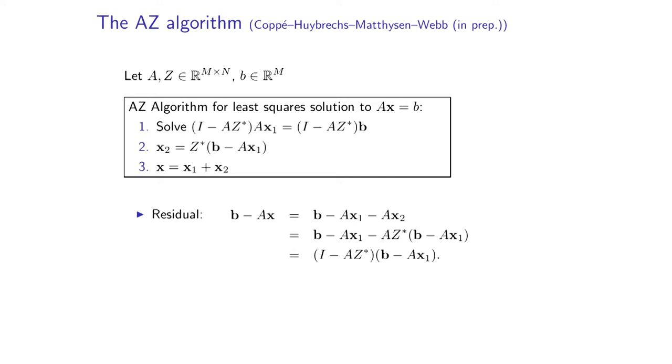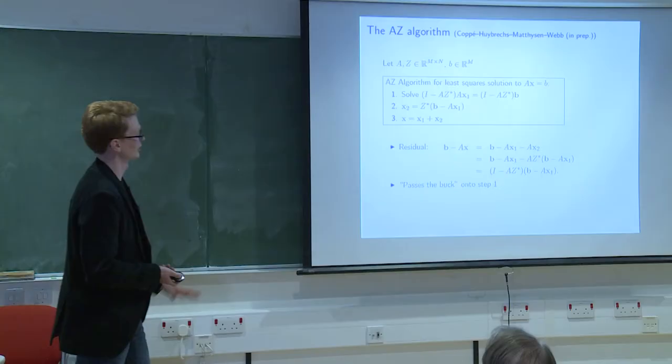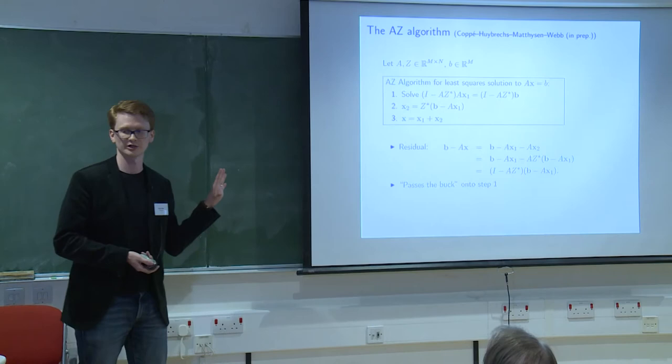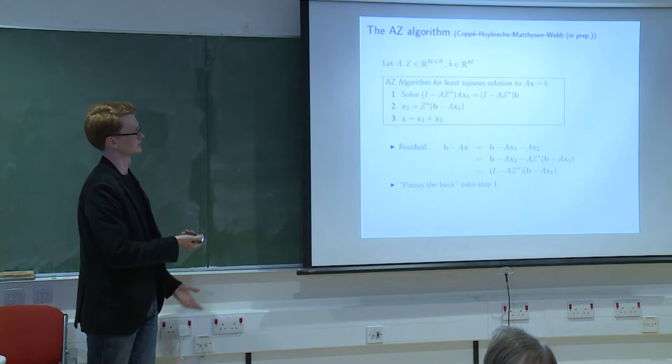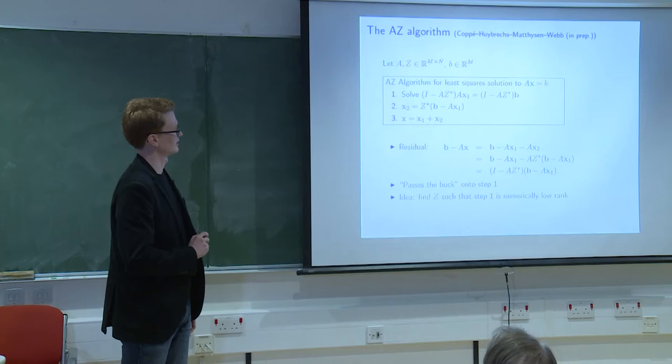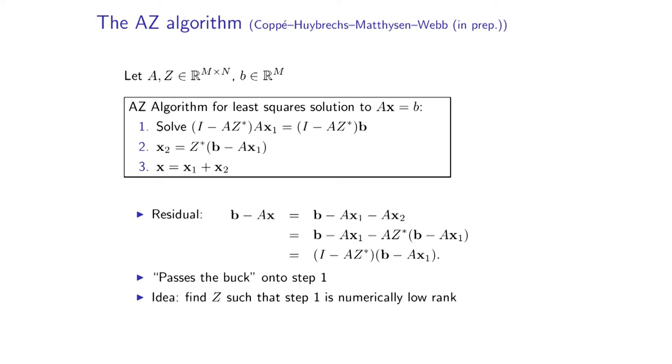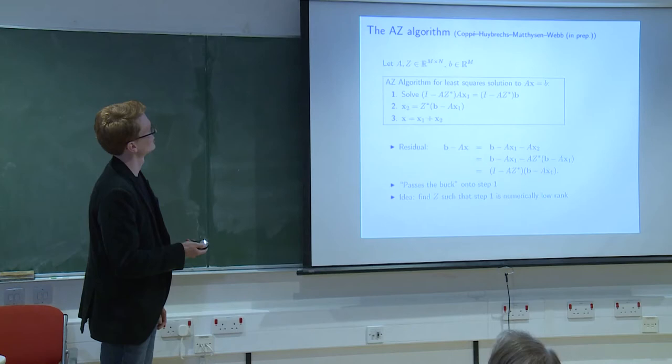So what is the residual if I was to do these three steps? Well, if I just look at what x is, I get to this step. If I expand out what x2 is, I get to the next step. And when I group terms, I see that the final residual is just the same as the residual of step one. So step two essentially passes the buck onto step one. But it also passes the buck in terms of the computational cost, because step two is just matrix multiplication and step three is just addition. So it sort of shifts the problem. And the idea is that we can find a Z such that this matrix is numerically low rank. And this is our fast algorithm for certain problems. And I'll show that for this model problem it can be made fast, quasi-linear.